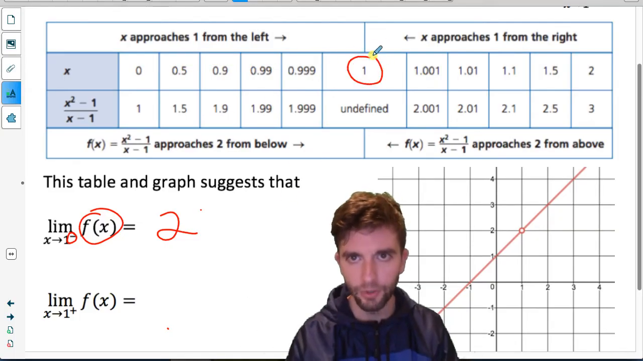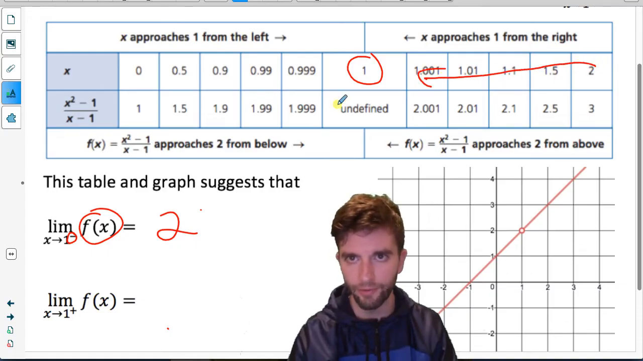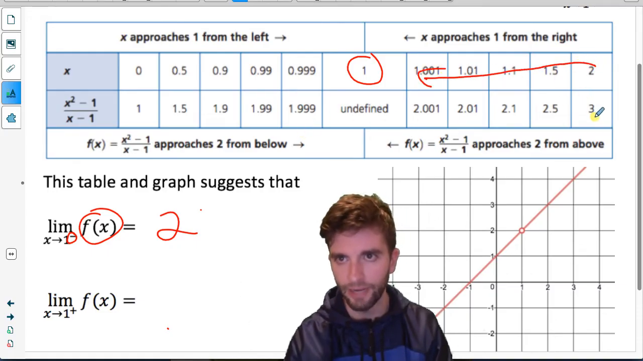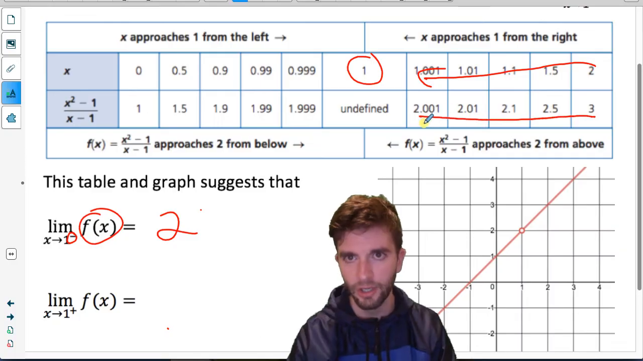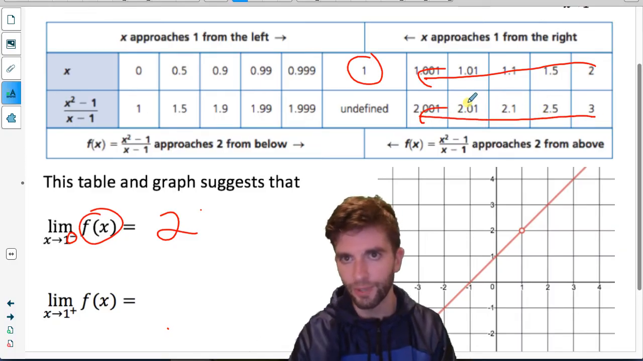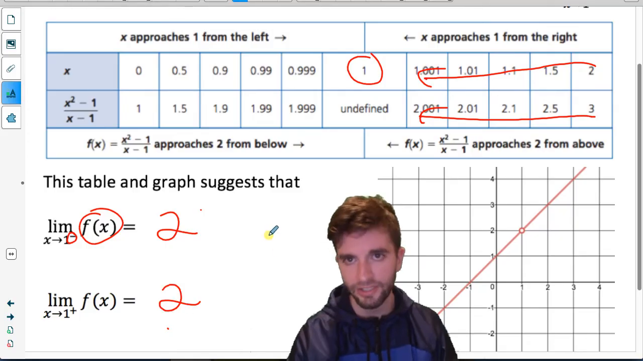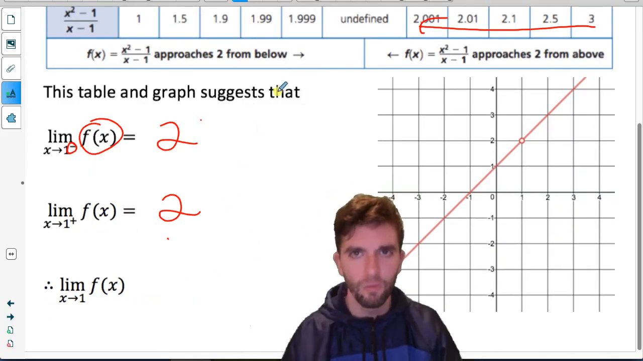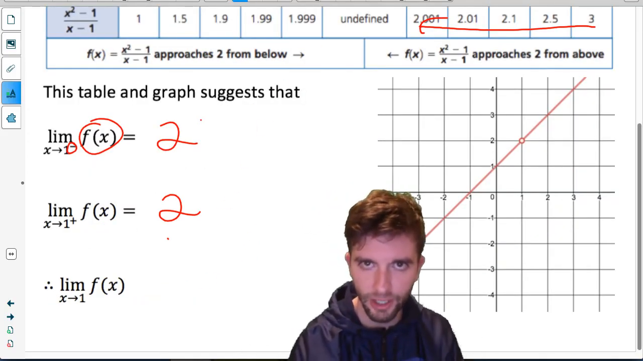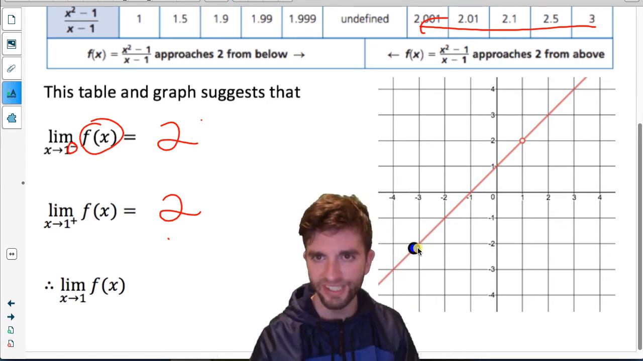Okay, how about if I approach 1 from the right side of 1? What's happening to the y values? These y values, from 3 to 2.5 to 2.1 to 2.01 to 2.001, it looks like to me they're approaching 2. Let's look at the graph to verify what we just talked about. So we won't bother going over to Desmos for this one.